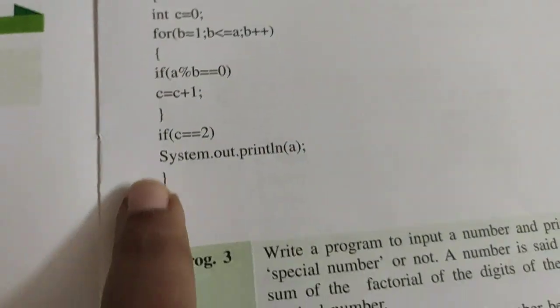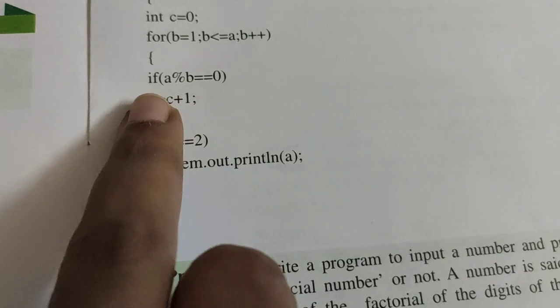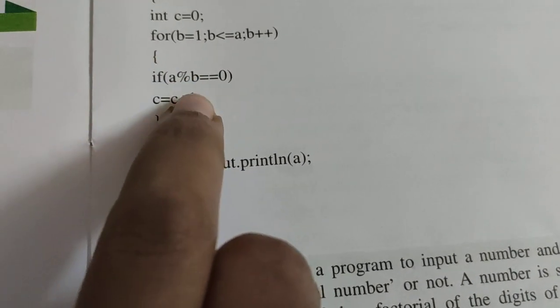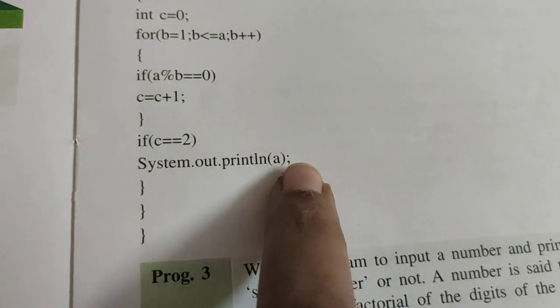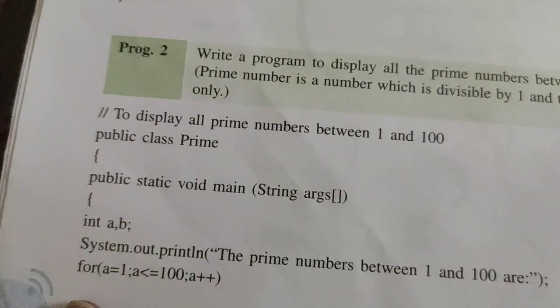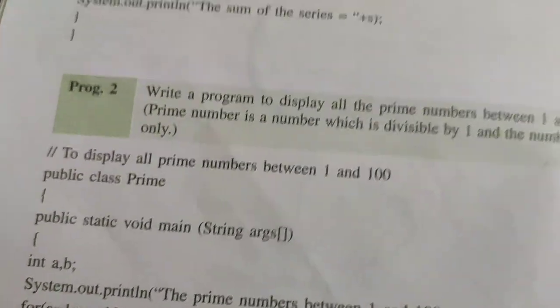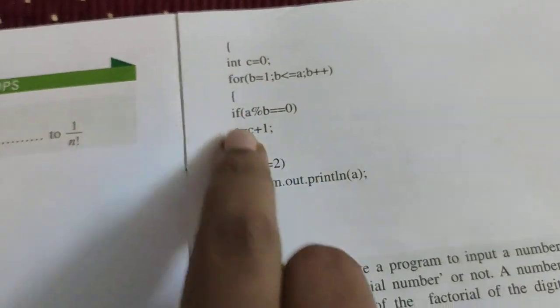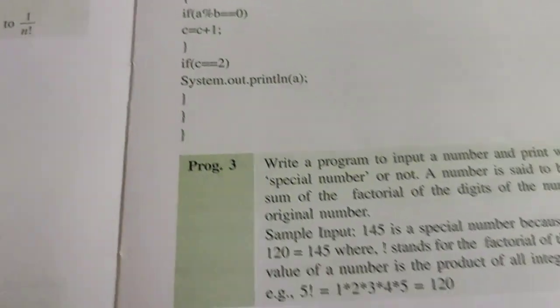So it will come out of the loop and it will check if c is equal to 2. Yes, we have the value 2 for 3. So it will be printing System.out.println: 3 is a prime number. Then again it will go to the outer loop for 4, 5, like that. It will go till 100, checking each and every number whether it is a prime number or not.